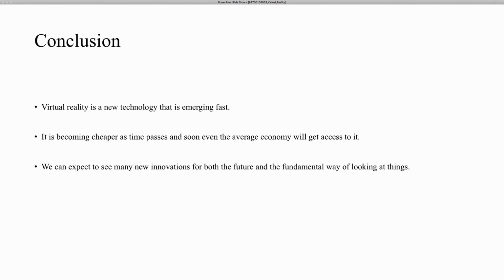The conclusion: virtual reality is new and is emerging fast, but we are still on the first stages of developing it. It is becoming cheaper as time passes, and soon even the average economy will get access to it and will be able to buy it. In fact, GeoFiber has already started selling their own virtual reality, augmented reality sets for very cheap prices. We can expect to see many new innovations for both the future and the fundamental way of looking at things.